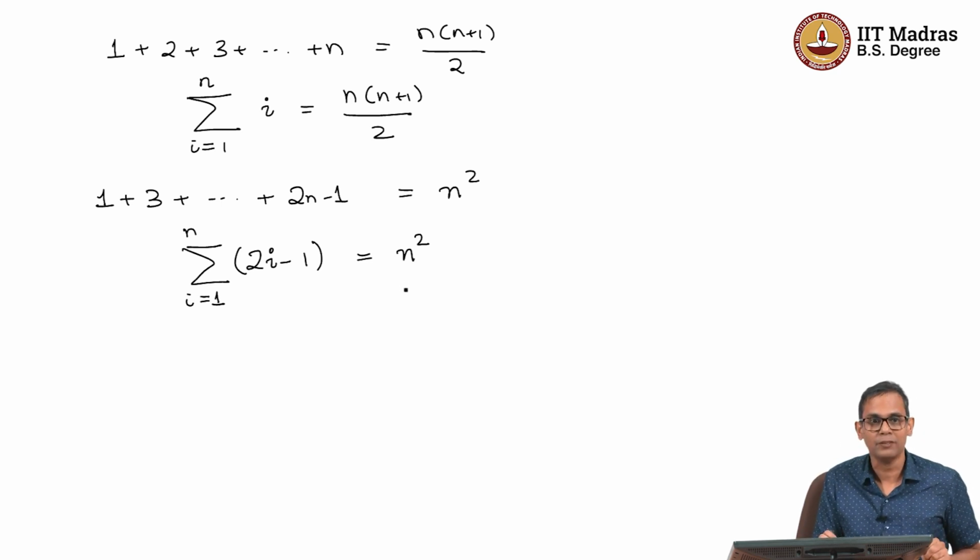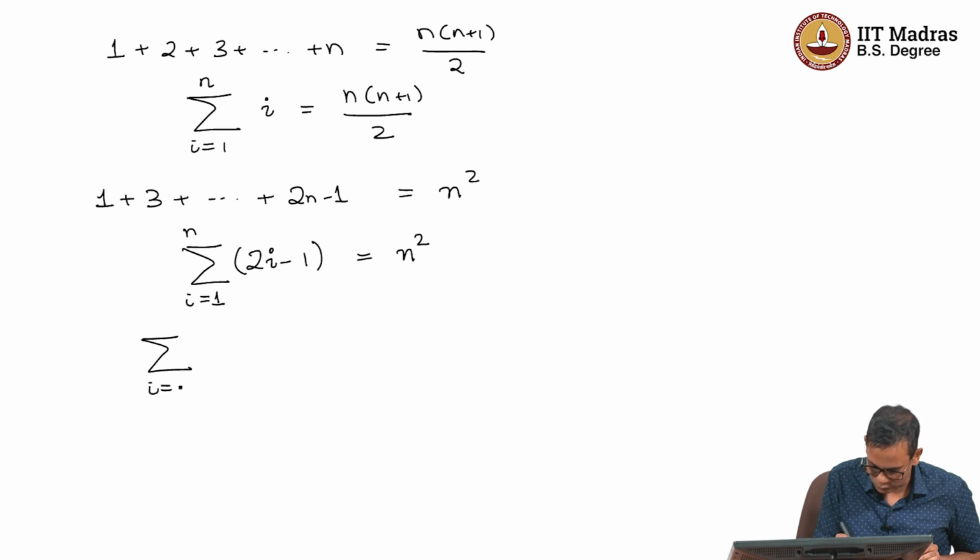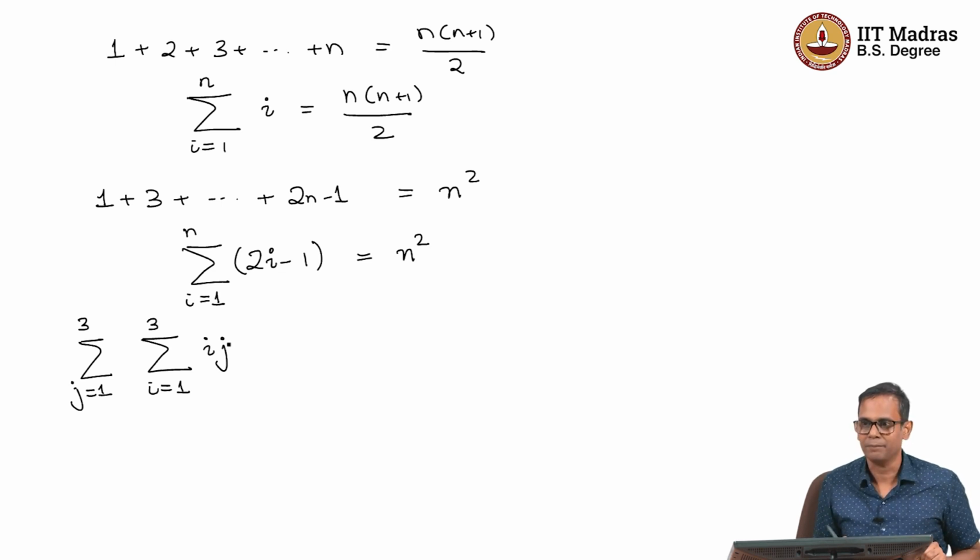We can also have double sums. So, for example, here is something that is scary looking, but we will sort through it. i goes from 1 to 3, and then j. I have two counters, j goes from 1 to 3, of i times j. So, what does this mean? We can think of it as a sum over the index j, j goes from 1 to 3 of something which depends on j, and the thing which depends on j is what I have drawn inside the parentheses. So, i goes from 1 to 3 of ij.